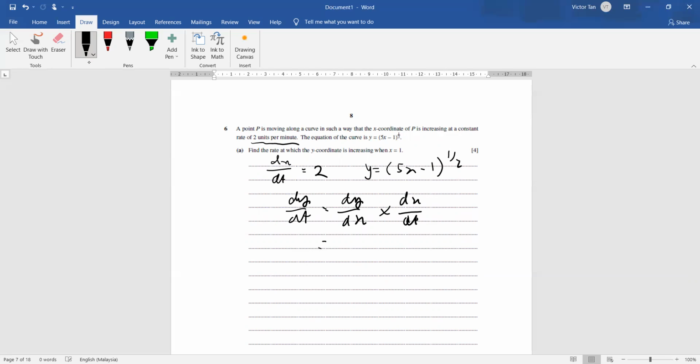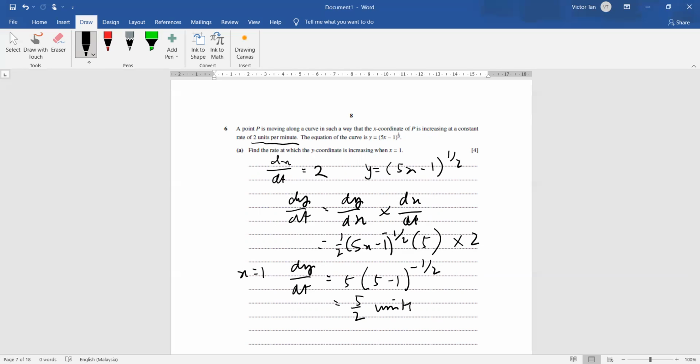So dy over dx will be differentiating, bring the power down, minus the power by 1, and differentiate 5x minus 1, which is 5, and the times 2. Substituting x equals 1, your dy over dt equals 5 minus 1, power minus half, which is 5 over 2 units per second. Okay.